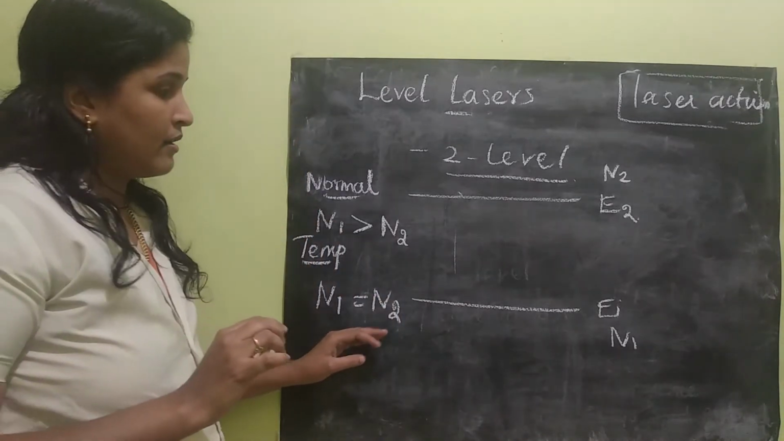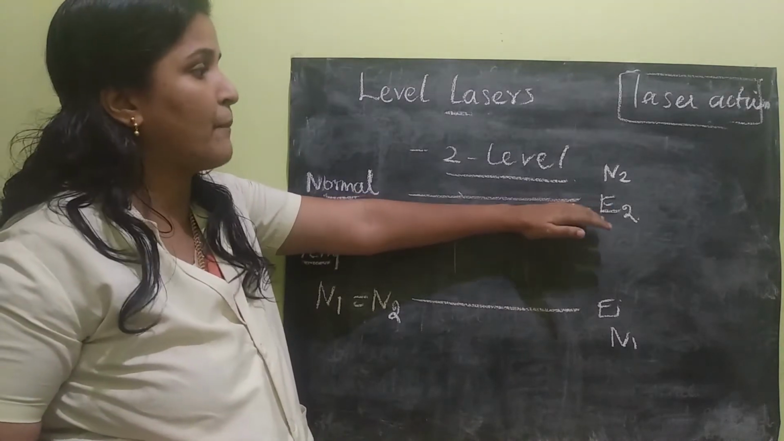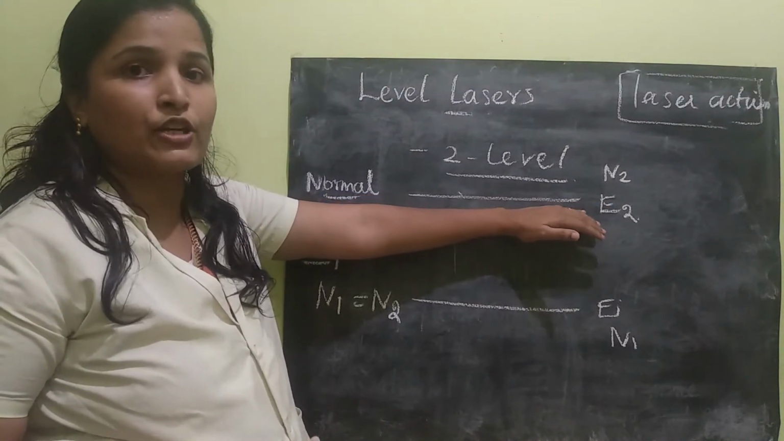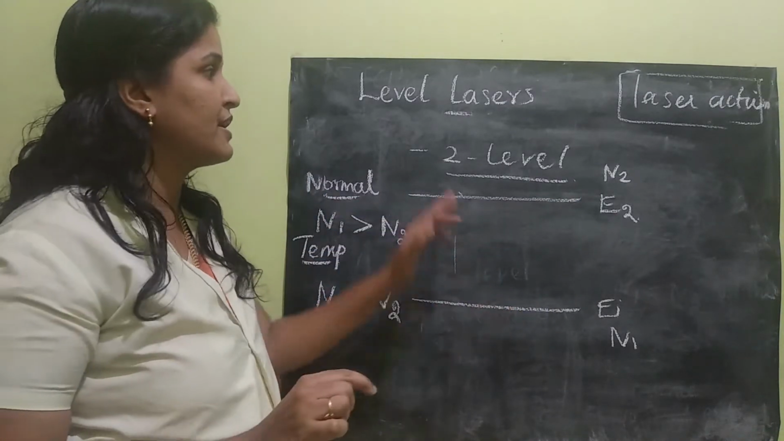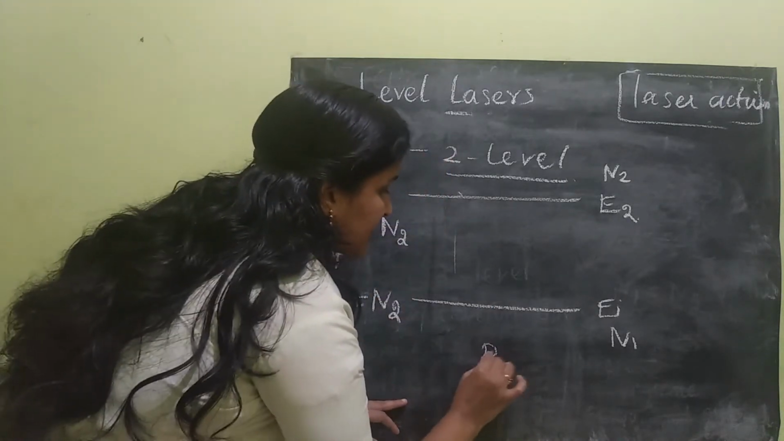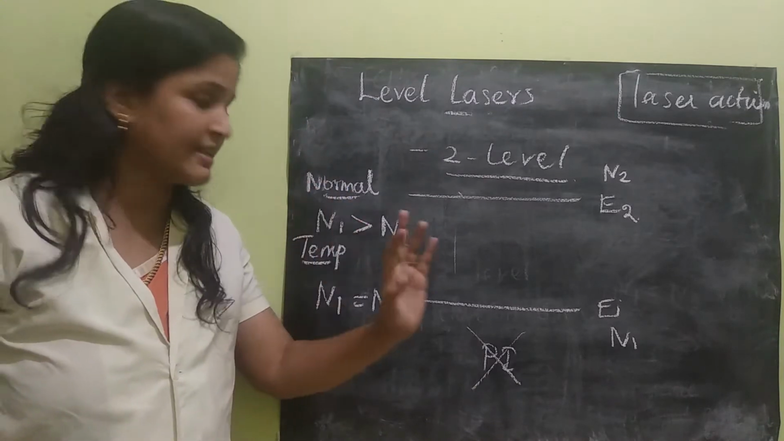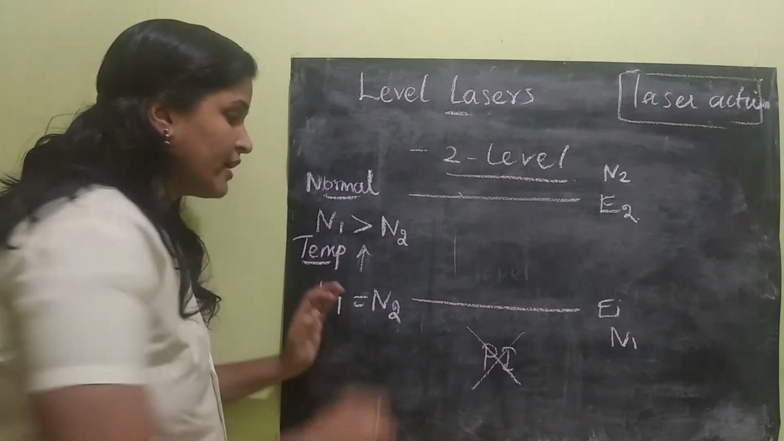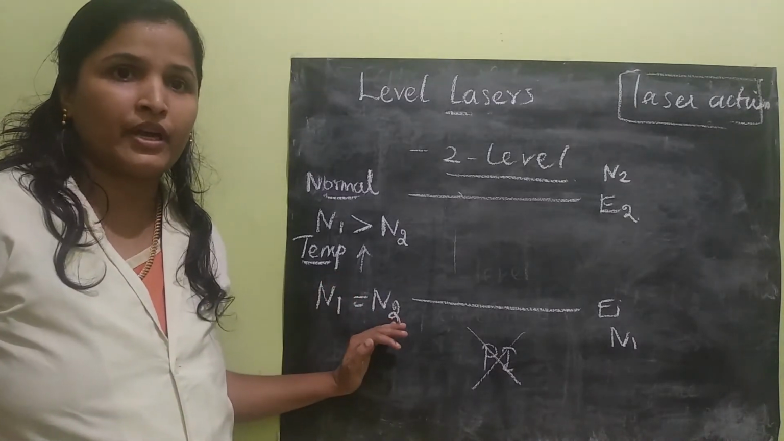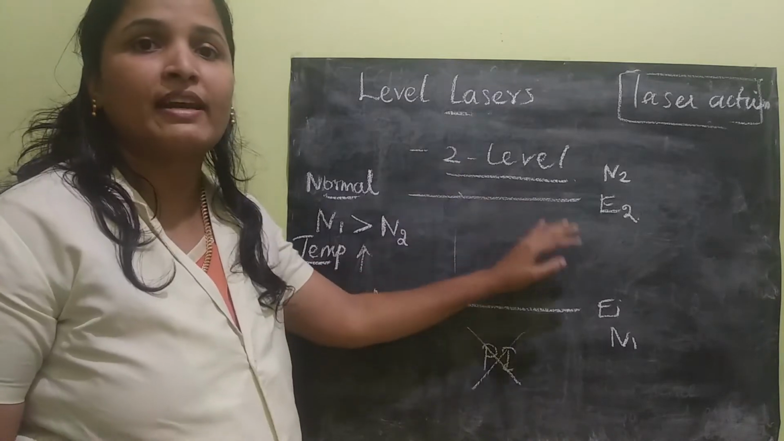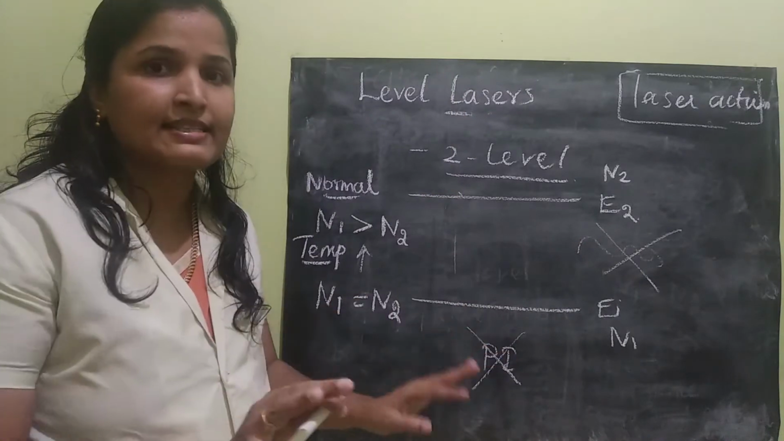it cannot become greater. That means the upper state number of electrons will never be greater. That is, we cannot achieve population inversion in a 2-level laser. The reason is, even though we increase the temperature, the maximum we can reach is N1 equal to N2. Because of that, this 2-level laser does not produce any laser emission.